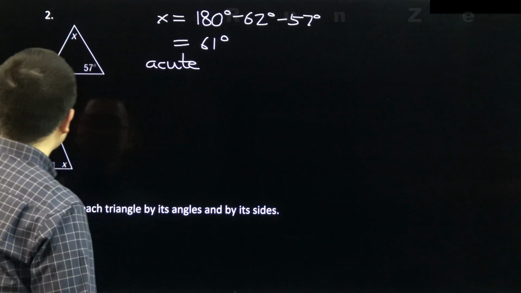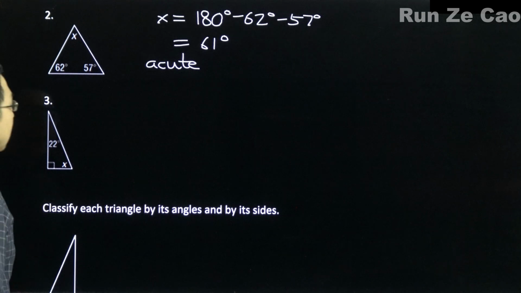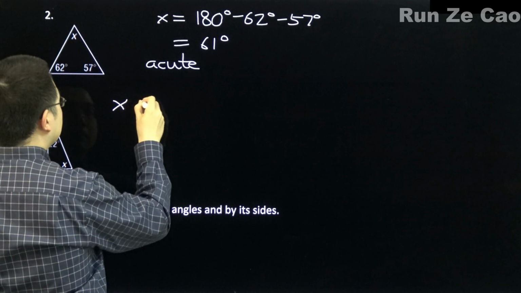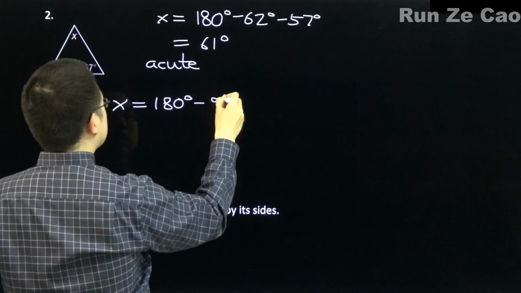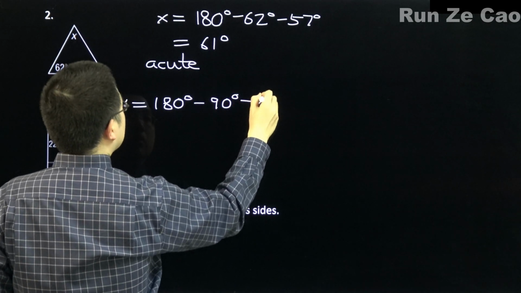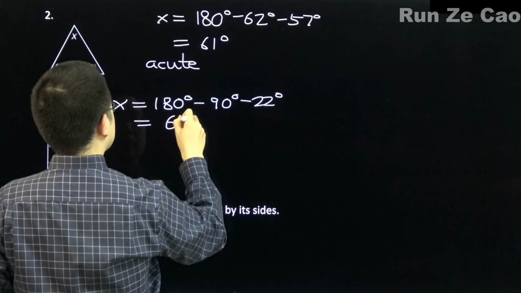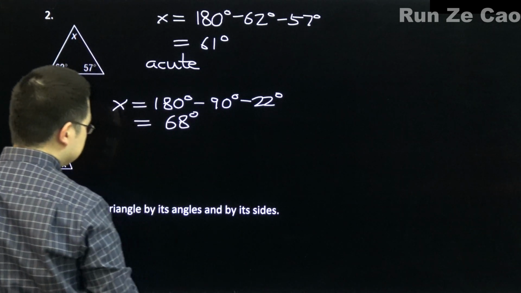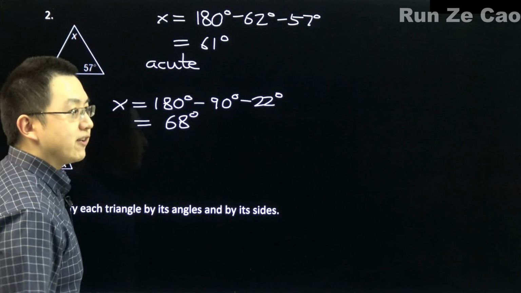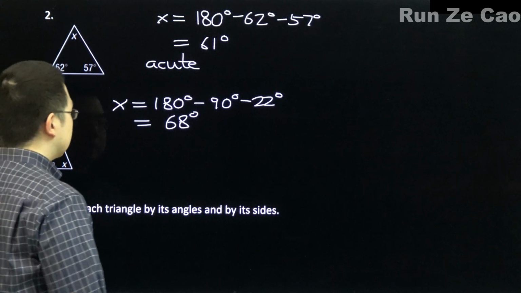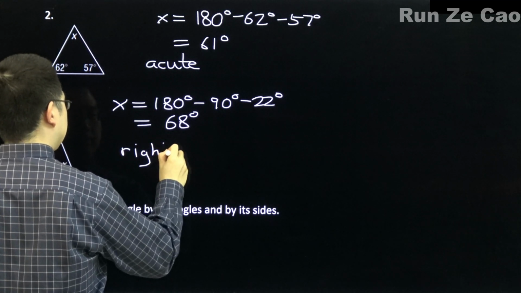Now here we see that this is obviously a right triangle because there's a right angle marked right here. But how big is x? 180 minus 90 degrees, minus 22 degrees, equals 68 degrees. Because it's 90 minus 22, which is 70 minus 2. This is a right triangle.